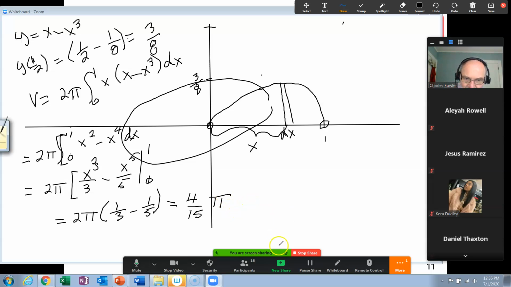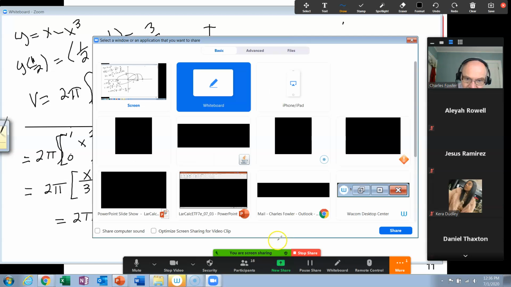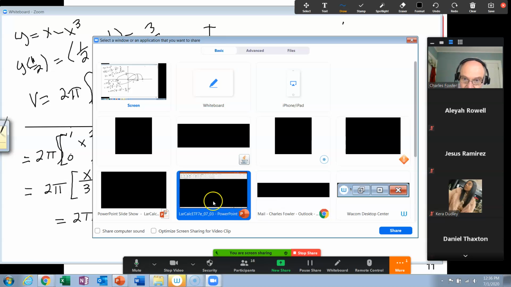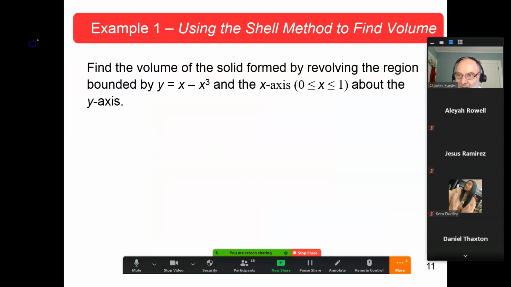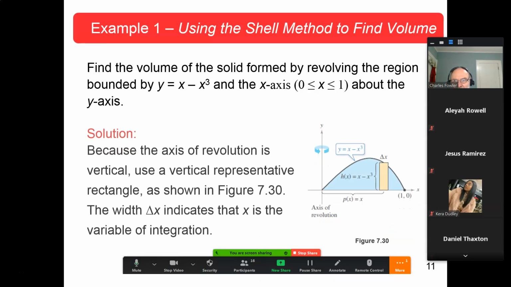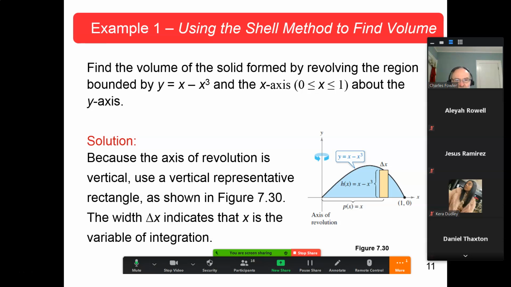I keep trying to do that with my finger and I can't. Okay, so where was the PowerPoint? 7.3, that was it. Okay, there we go. And we'll go back to current slide. All right, there we have it. Find the volume of the solid formed by revolving the region bounded by... oh, and they may even draw the picture for us. I'm so dumb. Yeah, there they have it drawn for us. I didn't have to hold up the book.